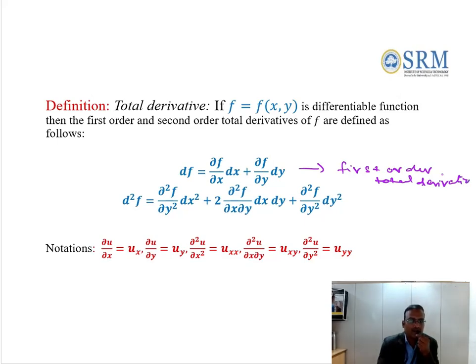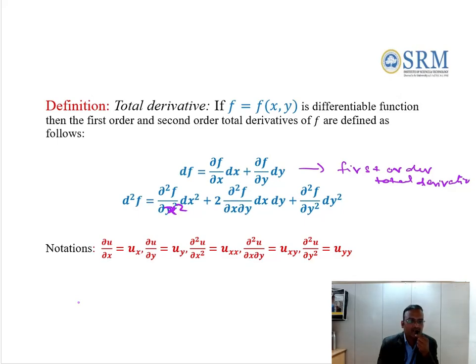And the second order total derivative is d²f equal to ∂²f/∂x² into dx² plus 2 into ∂²f/∂x∂y dx dy plus ∂²f/∂y² into dy². Okay, this is the second order total derivative.